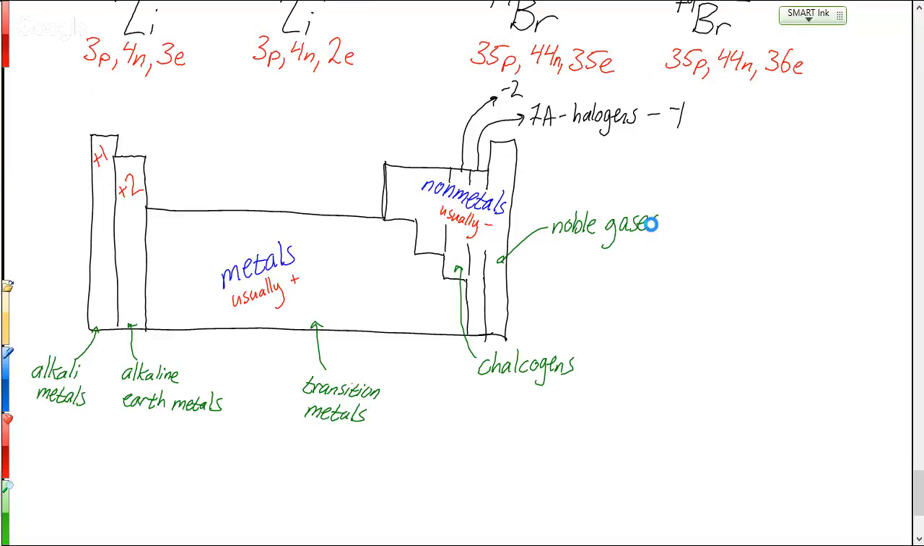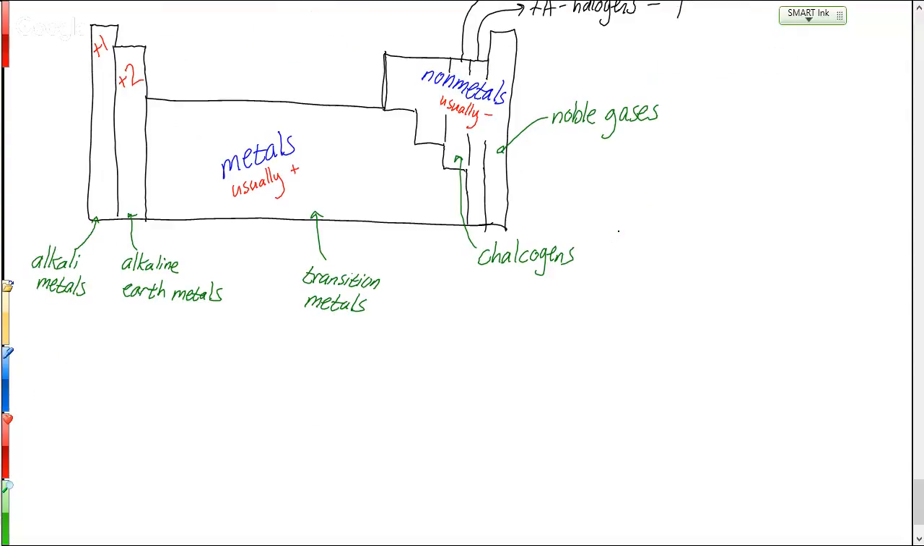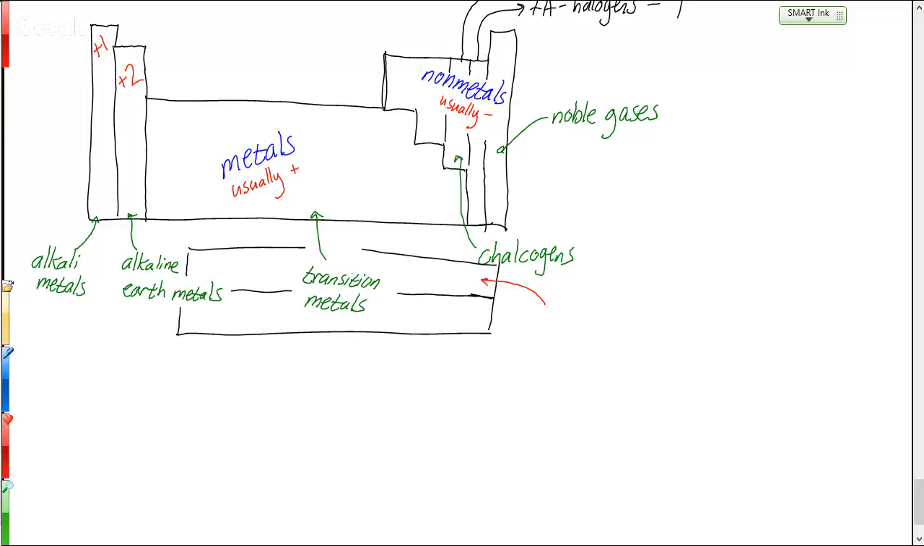Down at the bottom, we got these things. What are they called? There's a couple different names for these. Those are the two rows that are down there. Right. So they've got little stars up there. These are called the lanthanides, also known as the rare earths, the rare earth metals.